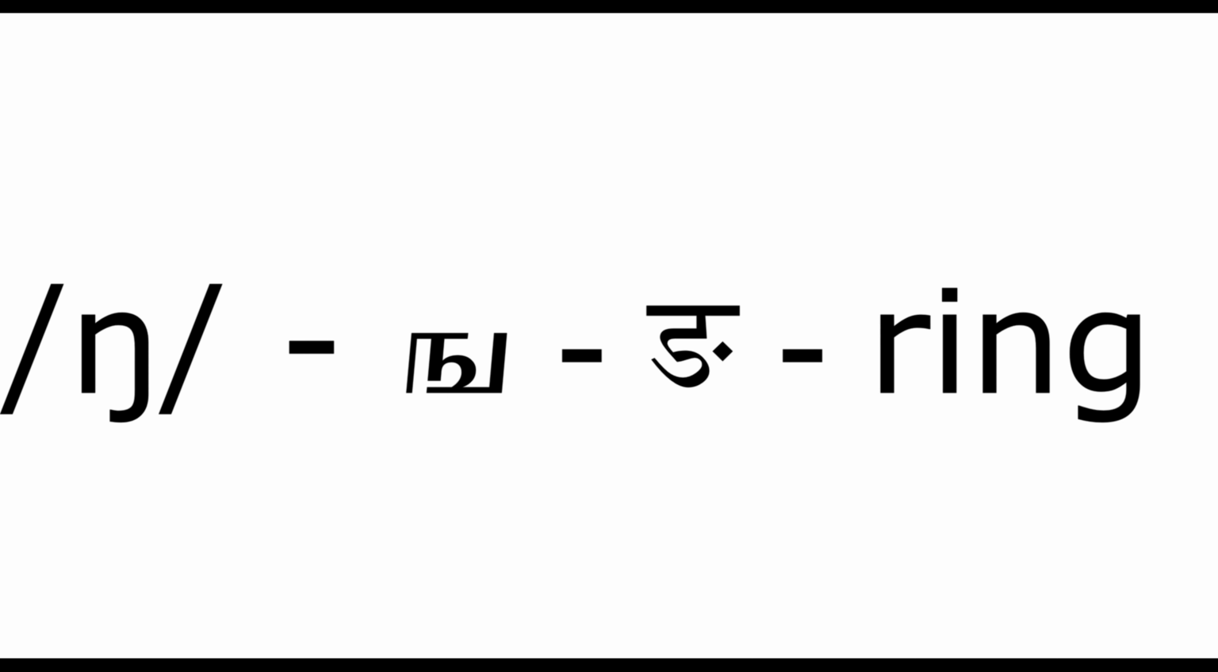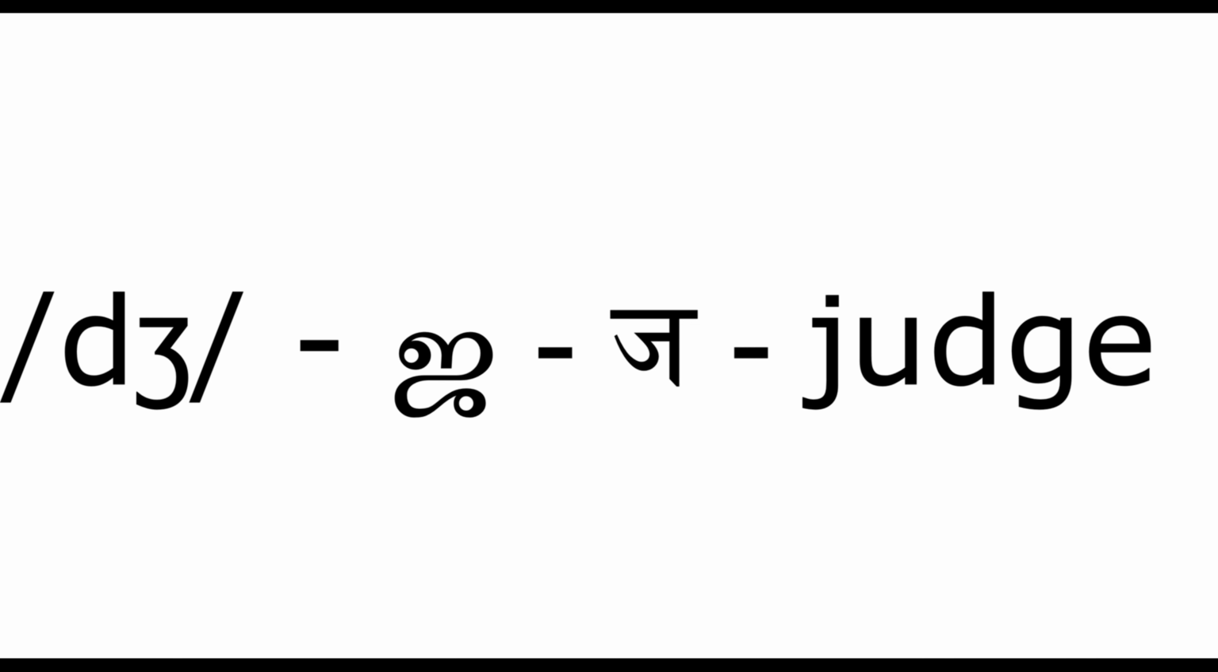Next is the ng sound. As we can see the equivalents in Tamil and Hindi, you might very well understand the pronunciation. To help you, I have also included the same examples that I used before: ring, sing, bring. The final sound in all these words is the ng sound. It's a nasal sound. Next is the j sound. It looks like a combination of the d sound and the j sound. So basically it's j, as in judge, jury, or jug, and so on.